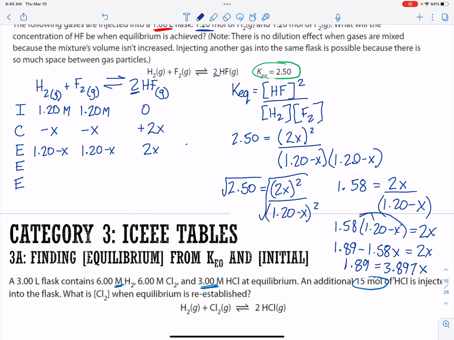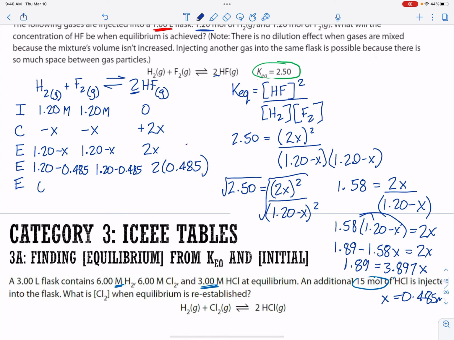And solving for x, I got x is equal to 0.485 moles per liter. So I'm going to take that x value now back to my ICE table. So now instead of 1.20 minus x, I'm going to have 1.20 minus 0.485. 1.20 minus 0.485. And then 2 times 0.485. So I've got that extra row in my table just to do a little bit of calculations.